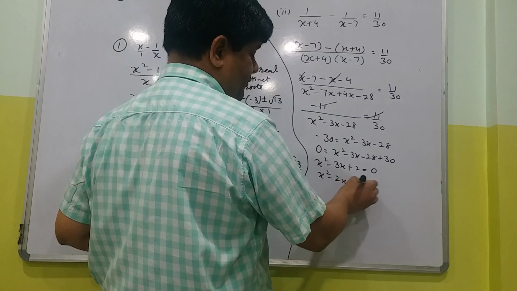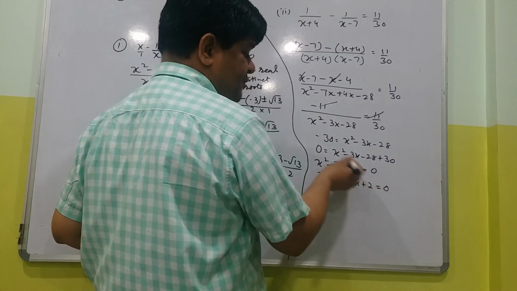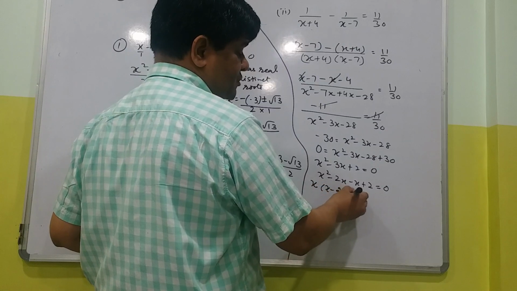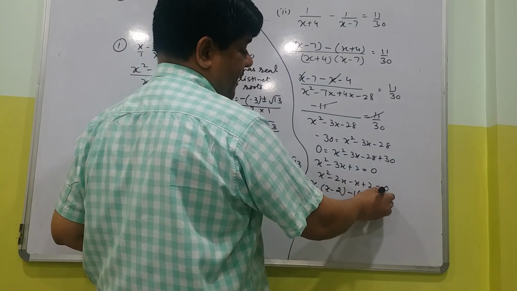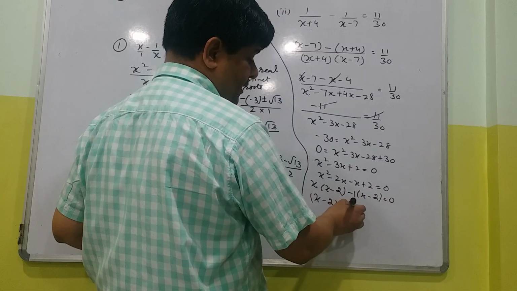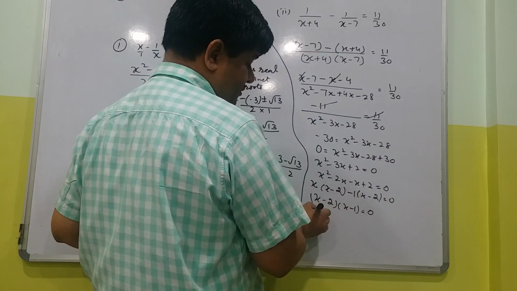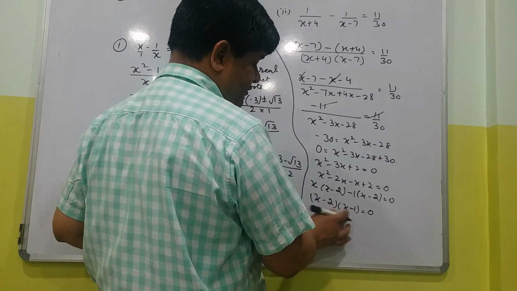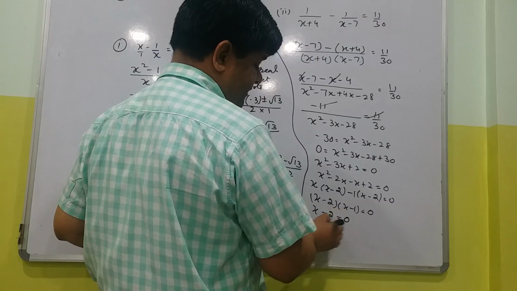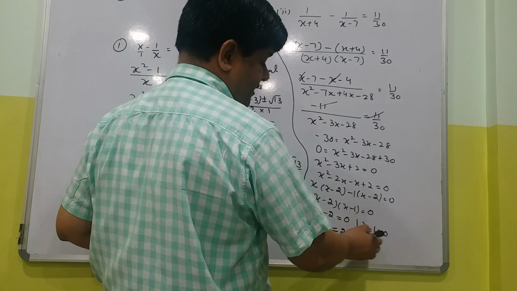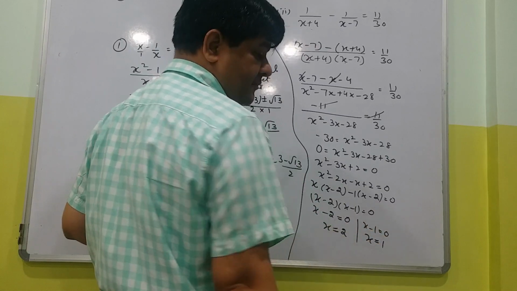So you can split the middle term here. x common, x minus 2, 1 common, x minus 2. So the factors are x minus 2 and x minus 1. So either x minus 2 equal to 0, so you can say x equal to 2. In the other case, x minus 1 equal to 0, x equal to 1.